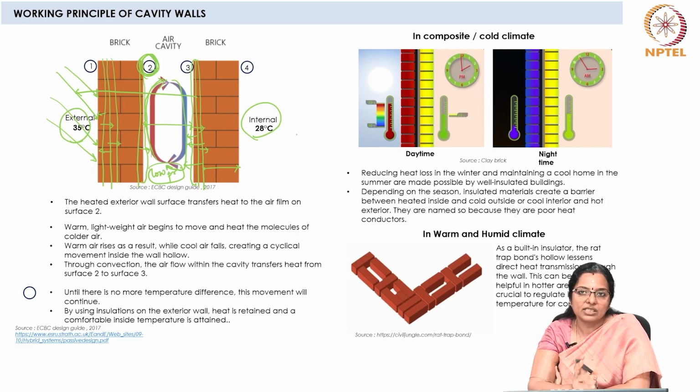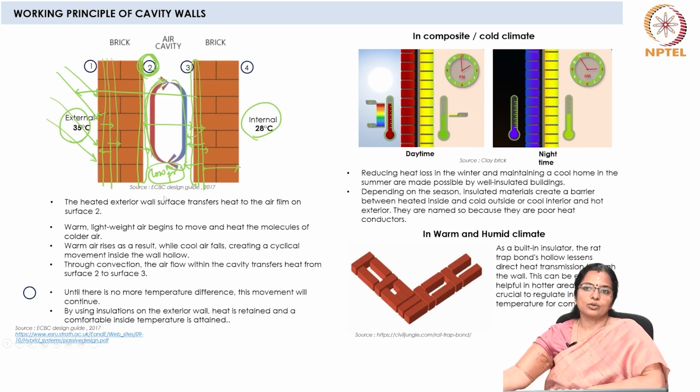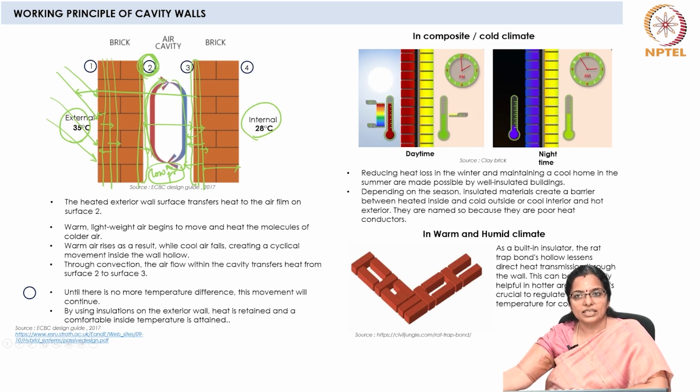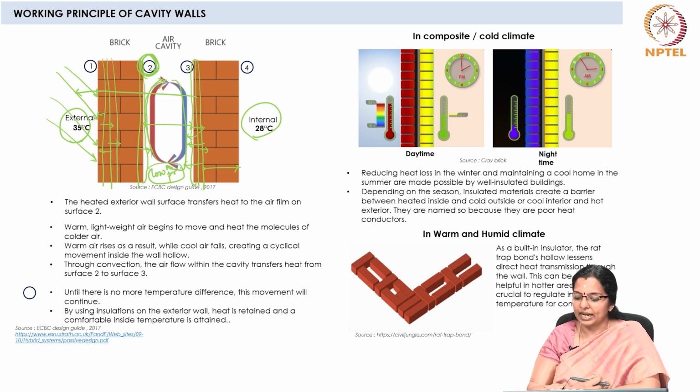So, depending on the season, the insulated materials create a barrier between heated inside and cold outside, or cool interior and hot exterior. They are named so because they are poor heat conductors. As a built-in insulator, the rat trap bond's hollow lowers the direct heat transmission through the wall. This can be especially helpful in very warm areas where it is critical to regulate indoor temperature in order to enhance comfort.